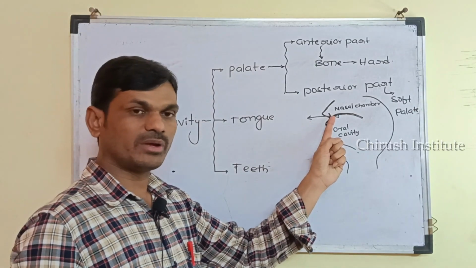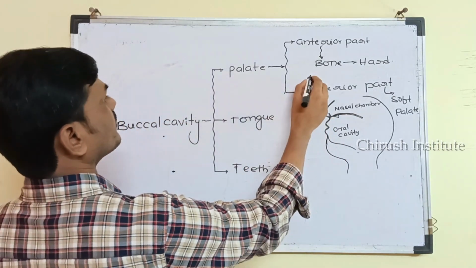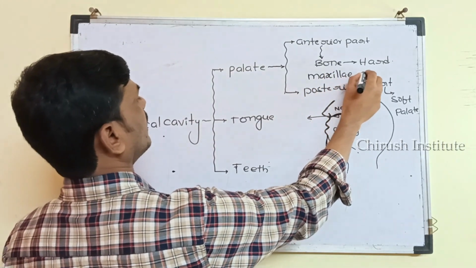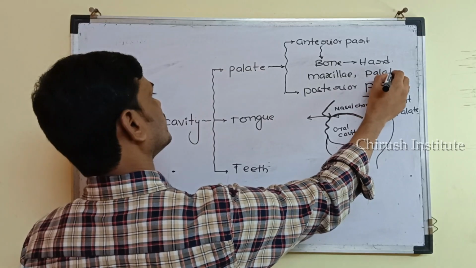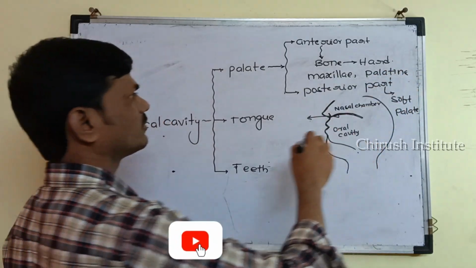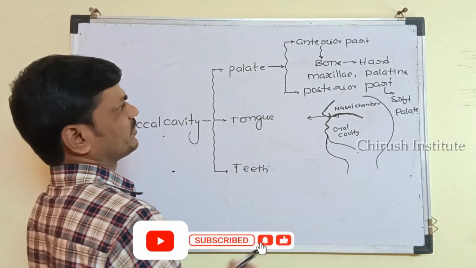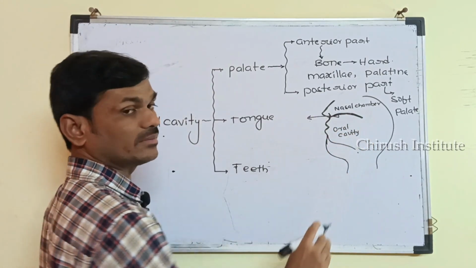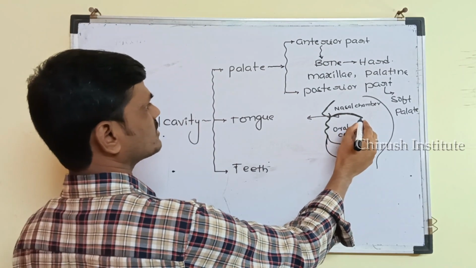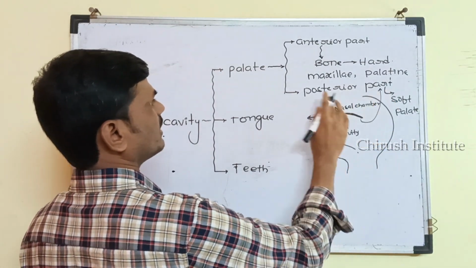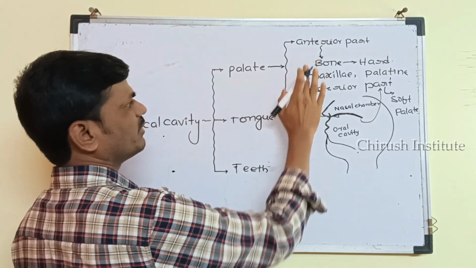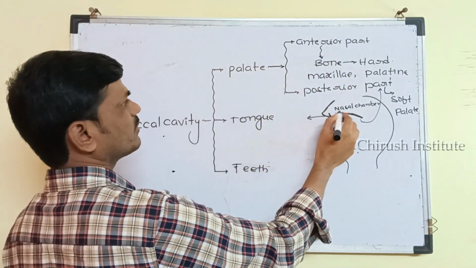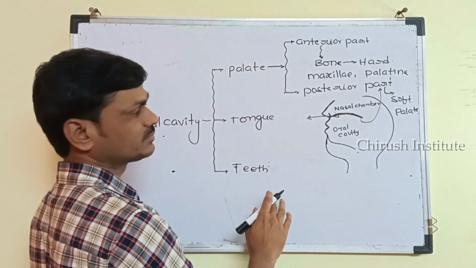The anterior portion is made by bone. Those bones are the maxillae and palatine bone. The posterior part is made up of soft cartilage, so we call it the soft palate. The anterior portion made by bone is the hard palate, and those bones are maxillae and palatine bone.